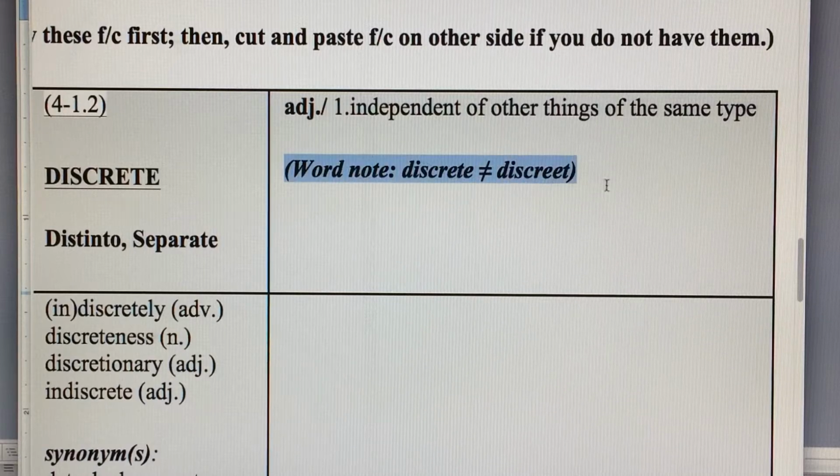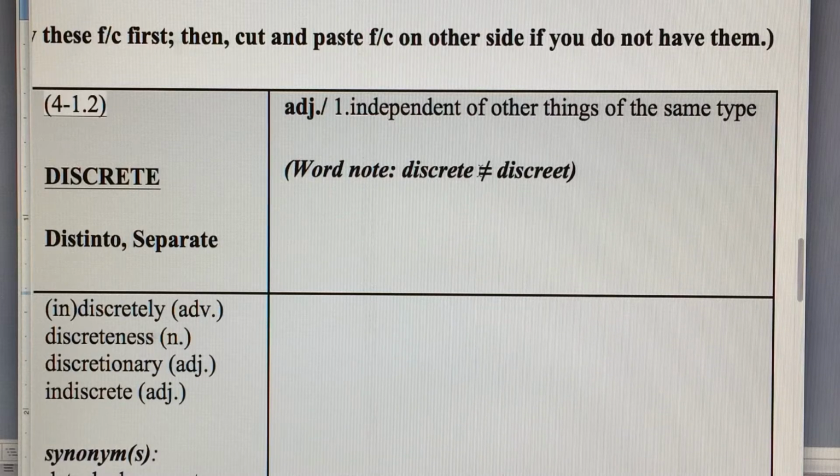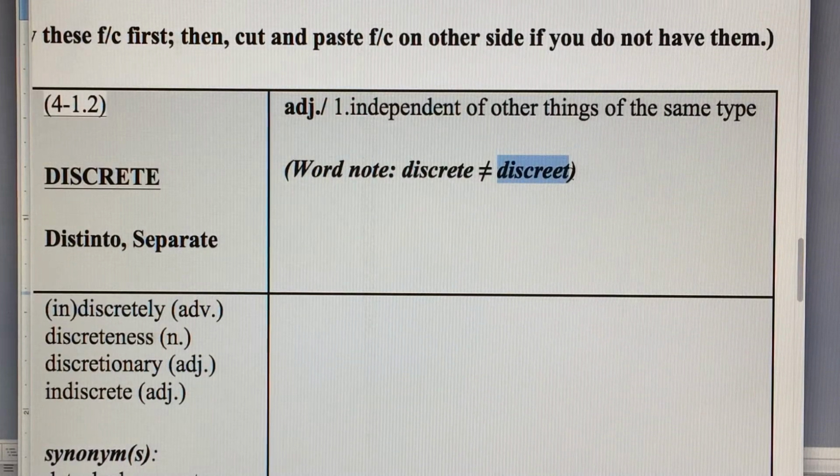Okay, the first thing I want you to be aware of is that there are two words with this same pronunciation, discrete. A lot of students will get these mixed up. There is discrete, spelled C-R-E-T-E, and that's the one we're going to look at today. That's different from the word discrete spelled C-R-E-E-T, which basically means being careful of what you say. That's not this discrete.